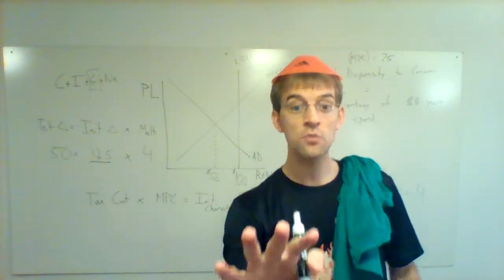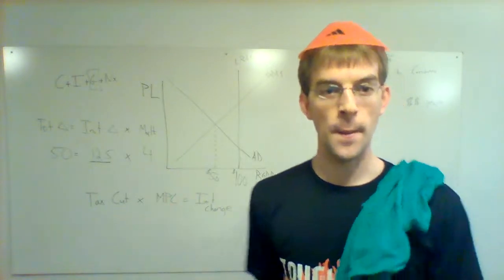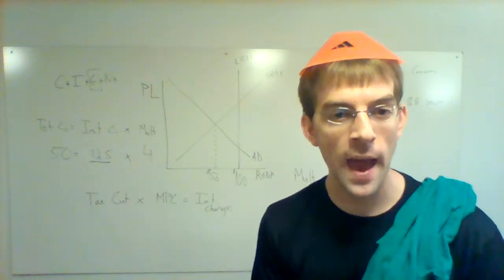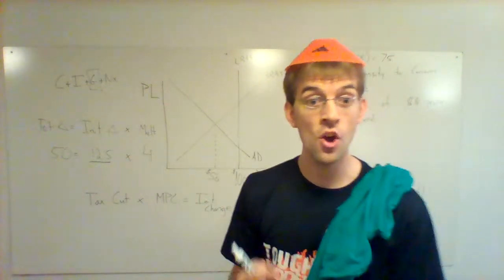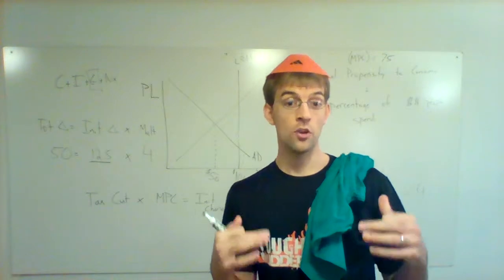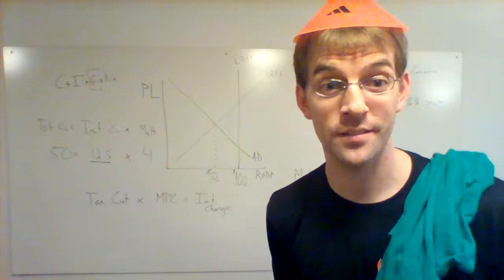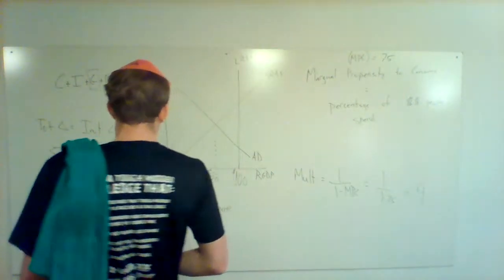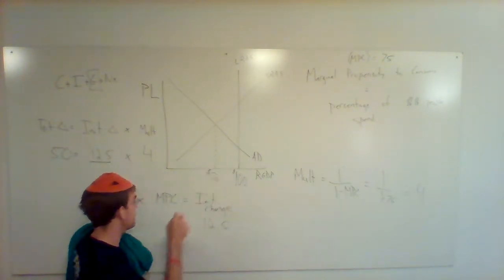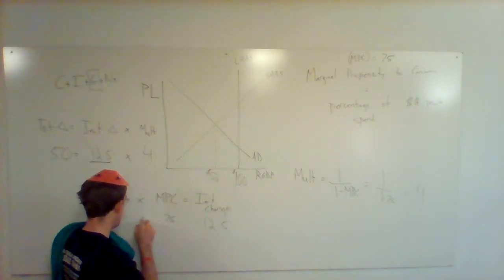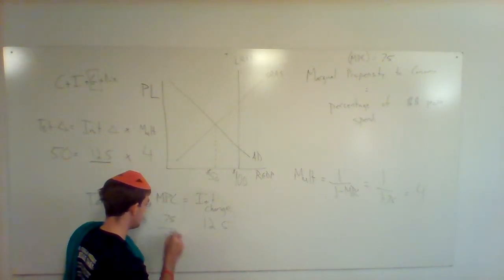That's the initial change we need, which we could get by the government spending $12.5. But we need a tax cut of some number that is not $12.5, because we know that some people will save a portion of a $12.5 tax cut, so they will not go out and consume $12.5 worth of stuff. So my initial change has to be 12.5. My MPC is 0.75, and I don't know what my tax cut needs to be. So I'll divide by 0.75.